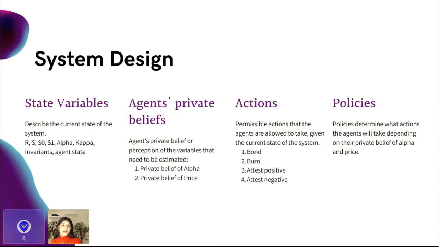And then we also model the actions. So the actions within this system are particularly things such as bond and burn, which is usually present in the bonding curve, as well as attest positively for risk or attest negatively against the risk, as well as policies. So policies determine essentially what actions the agents will take depending upon their private beliefs. So this one will map essentially what private beliefs the agents have, which will result in future actions of the agents.